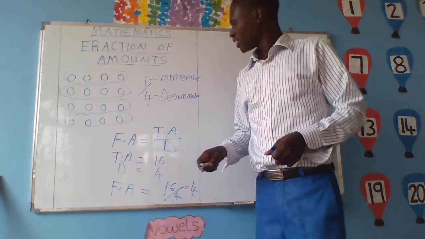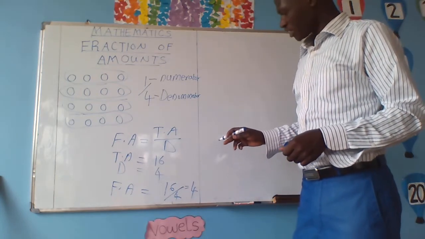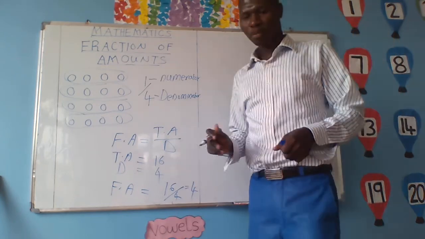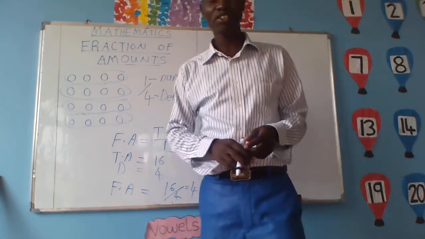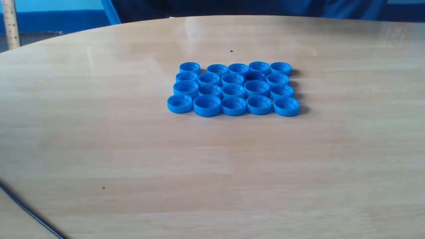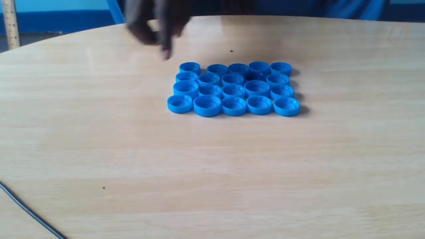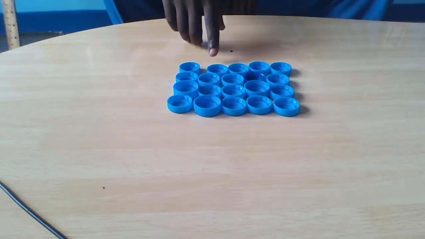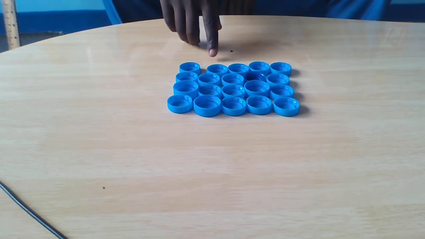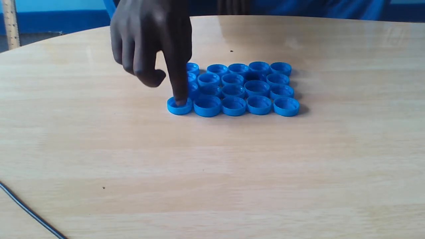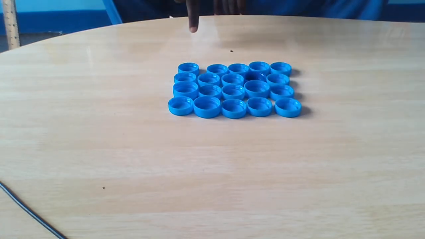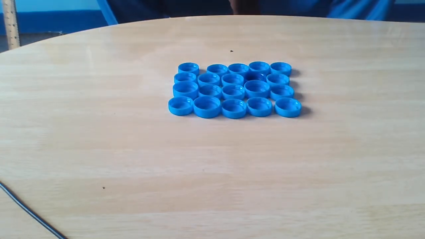Now, let us look at the bottle tops in reality. The bottle tops we are talking about are this one. We have almost 20 bottle tops. Let us count them. 1, 2, 3, 4. 1, 2, 3, 4, 5. 5 times 4 is equal to 20. That means we have 20 bottle tops.